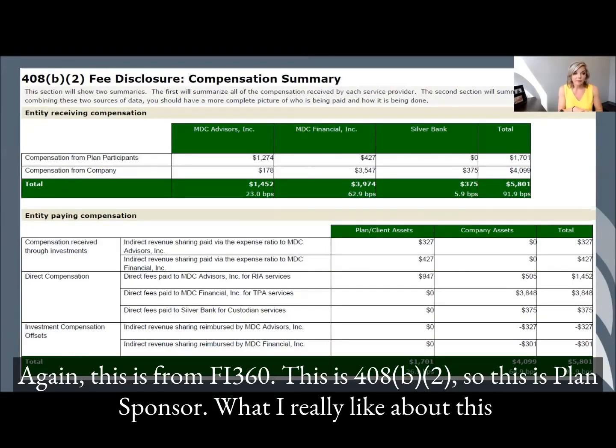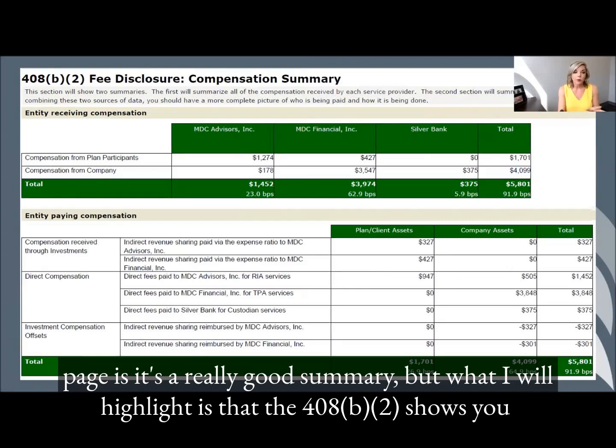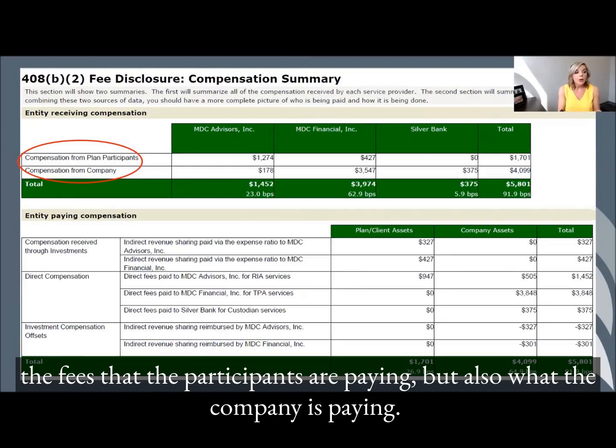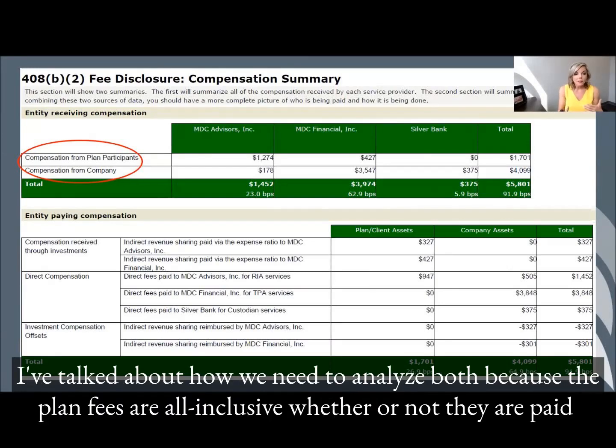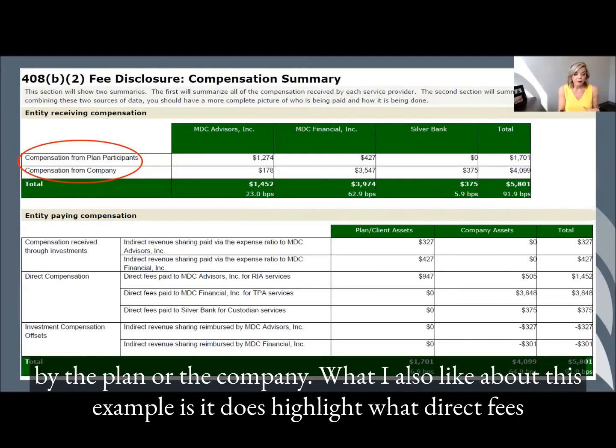This is, again, from FI 360. This is the 408B2, so this is plan sponsor. Now, what I really like about this page is it's a really good summary, but what I will highlight is the 408B2 will show you the compensation that the participants are paying, but also what the company's paying. And I've talked about how we need to analyze both because the plan fees are all inclusive whether or not you're paying it as a company or from the plan.